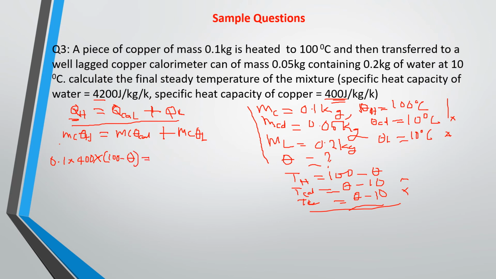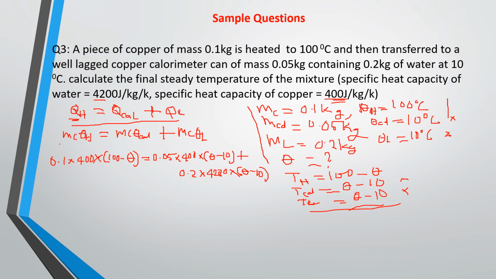Then is equal to the mass of calorimeter, 0.5, multiplied by the heat capacity of calorimeter, which is 400, times the temperature change, which is theta minus 10, plus the mass of water, which is 0.2, multiplied by the specific heat capacity of water, times the temperature change of water, which is also theta minus 10. Okay, so this is your equation.